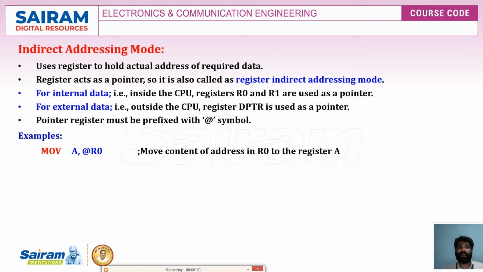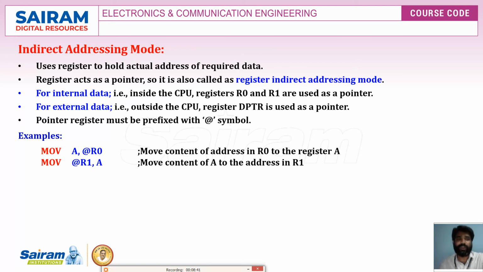MOV A, @R0. So @R0 is the source. That means content of the address which is in R0 is copied to the register A. Whereas content of the address which is pointed by R0 is copied to the accumulator. And here the indirect address is specified as a destination. MOV @R1, A. So content of accumulator is copied to the location pointed by R1.